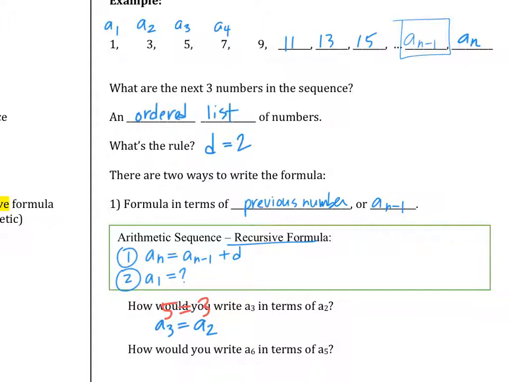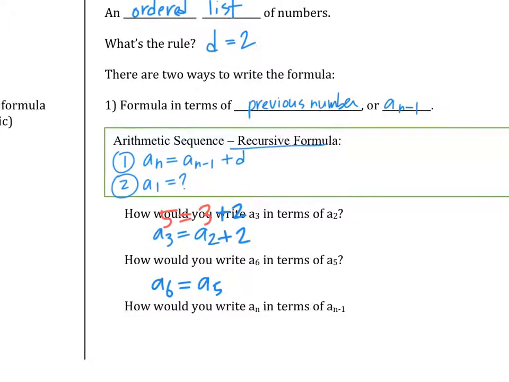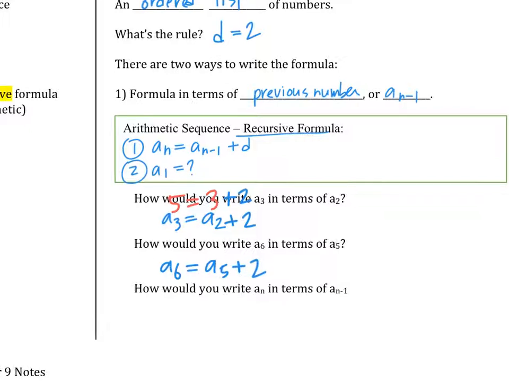How do you get from 3 to 5? I've been asking the same question. Okay, we add 2, right? Which means add 2 here. Okay, how do you get to A6 from A5? Add 2, thank you, Blake. Okay, so then how would you write An in terms of An minus 1?